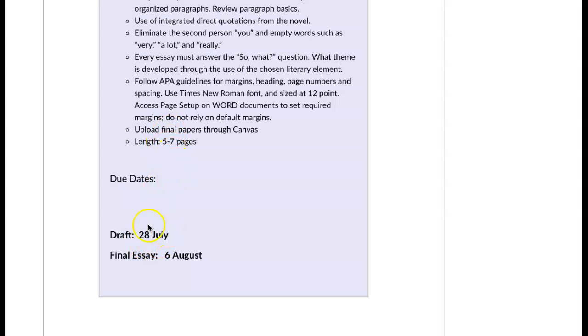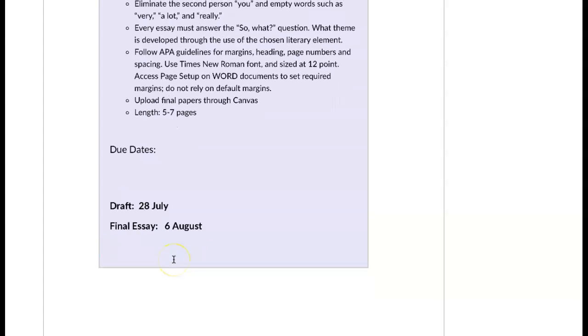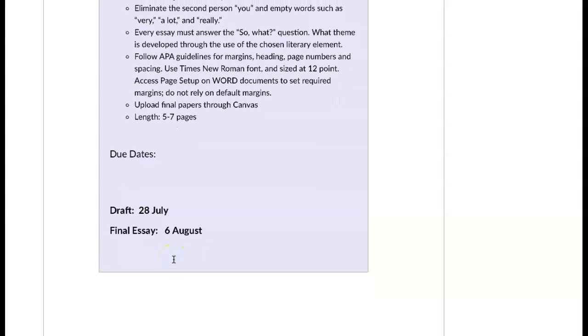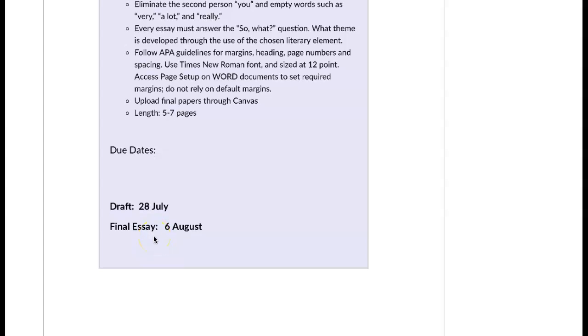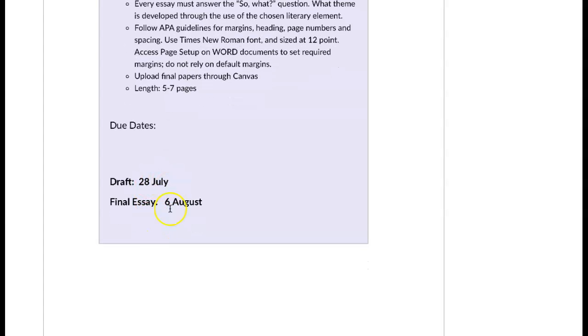Due dates. Your draft is due on the 28th of July, and your final essay is going to be due on the 6th of August. These might fluctuate a bit, but those are the dates that I'm shooting for. It won't be any sooner than these dates, I'll put it that way.